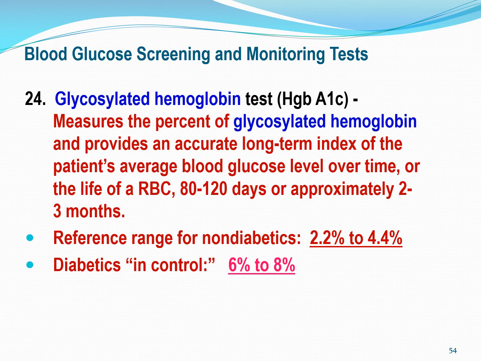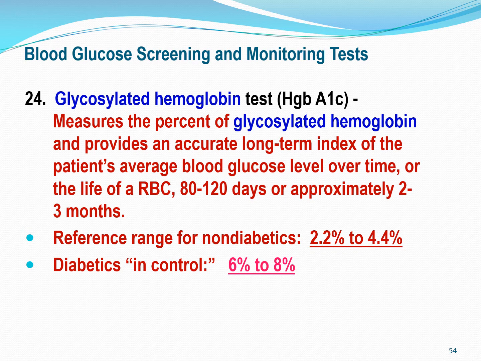If you are not a diabetic, then your hemoglobin A1C should run anywhere between 2.2 to 4.4%. If you are an out of control diabetic, then you are running between 6% to 8%. Not only are you a diabetic, but in control. You are diabetic, but you are in control.